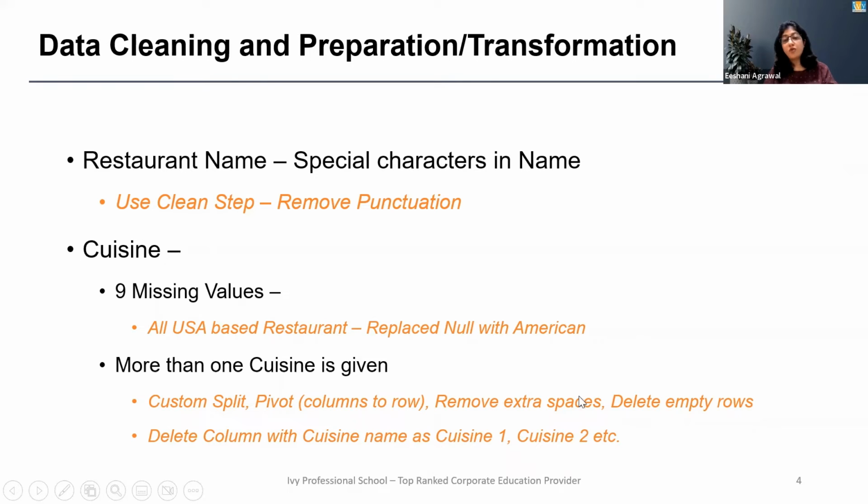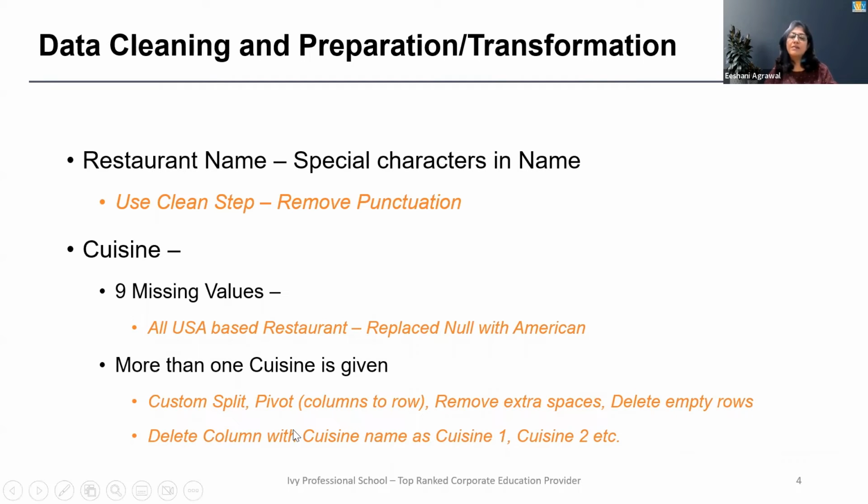I made sure that there are no extra spaces because the cuisines were given with a comma and space. So I just wanted to make sure no extra spaces are there. And not all the restaurants would have, let's say, three cuisines or five cuisines. So when we pivoted the data, it also resulted in a few rows being completely empty. So the treatment was to get rid of these empty rows because they did not have any information.